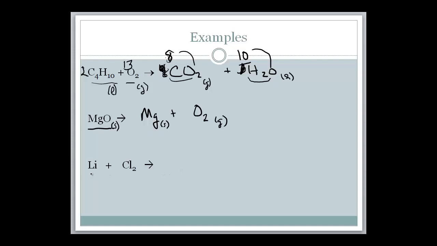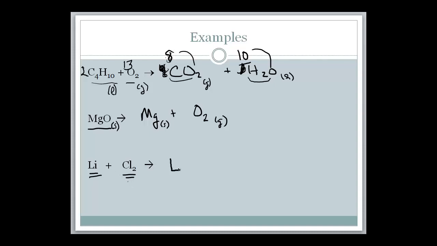Okay, now the next one we have lithium and chlorine. Now there's 2 reactants, so you could think, well, maybe this is a single replacement, but you have to have a compound for a single replacement. Now even though chlorine is a molecule, when we say compound with single replacement, we mean an ionic compound. So this has to be a combination.